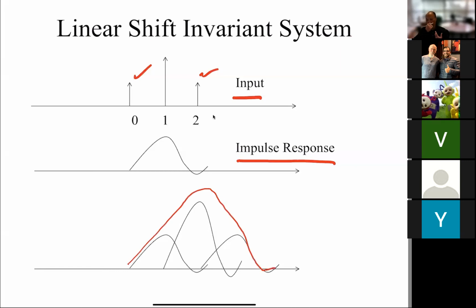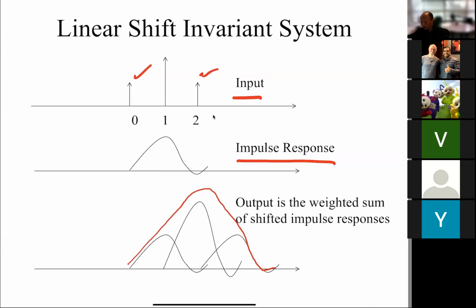Okay, so because it's a linear system, I can just take the sum of all those impulses. It's just the same impulse response for every impulse. And because it's linear, I can just sum them all up. Okay, so that's what a linear shift invariant system really buys you. So the output is now the weighted sum of shifted impulse responses.